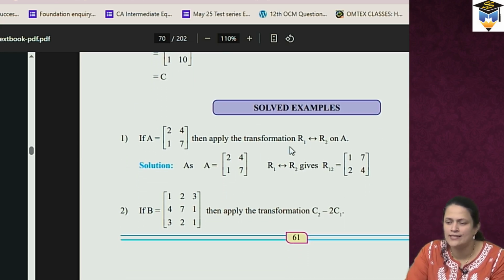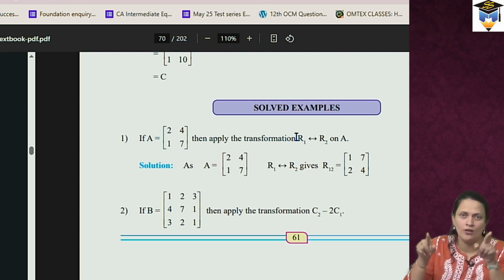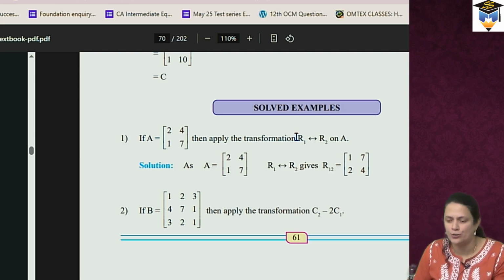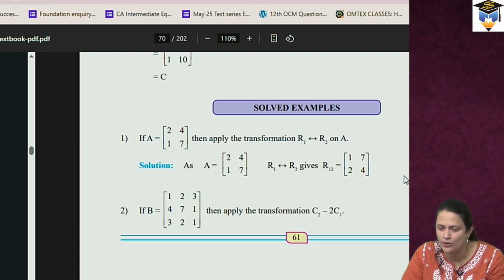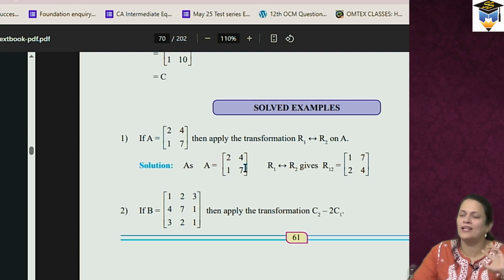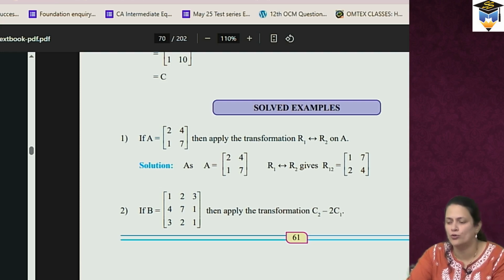Here, as you can see, they have given you apply row transformation. So basically when there is a double arrow, that means you are going to interchange R1, R2. Okay. So instead of R1, you are going to write R2. Instead of R2, you are going to write R1. So as you can see here, R1, R2, they have just interchanged the two rows. Okay. So when there is a double arrow, always remember it is interchange of those rows.